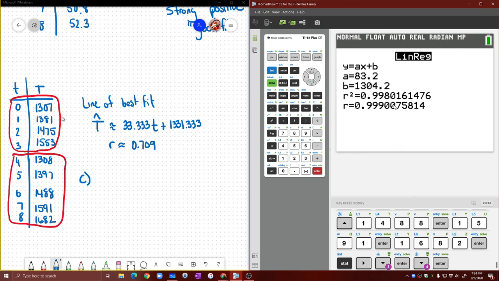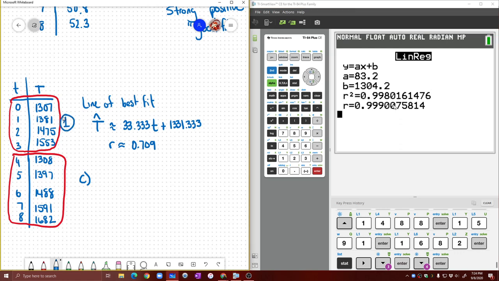Okay, so this first group right here, I'm going to label these groups just so we're clear. So this is group 1 and this is going to be group 2. So for group 1, I got a regression model of T hat is approximately 83.2 T plus 1304.2. For group 2, now let's get that regression model.